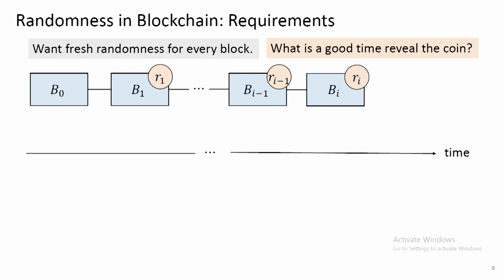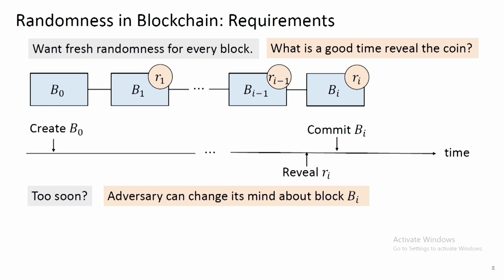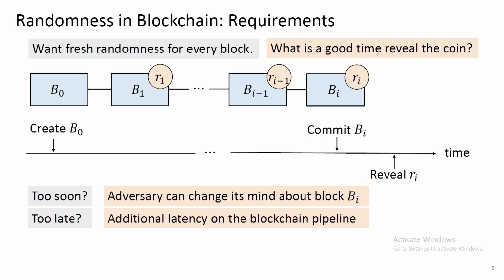Let's consider this line as our time, where I'll specify where things happen. Let's say this is the time point where validators will commit a block, and we can reveal the randomness at various different points in time. But if we reveal the randomness too soon, let's say before the block is committed, then we give the adversary the flexibility to change its mind and change the block. But if we reveal it too late, then it will halt the blockchain pipeline, and you cannot do anything until the randomness is out.